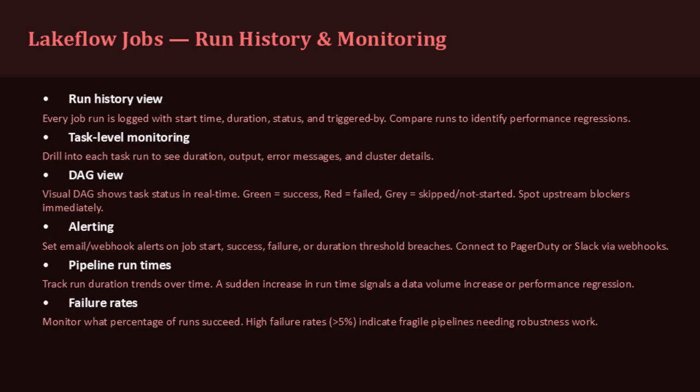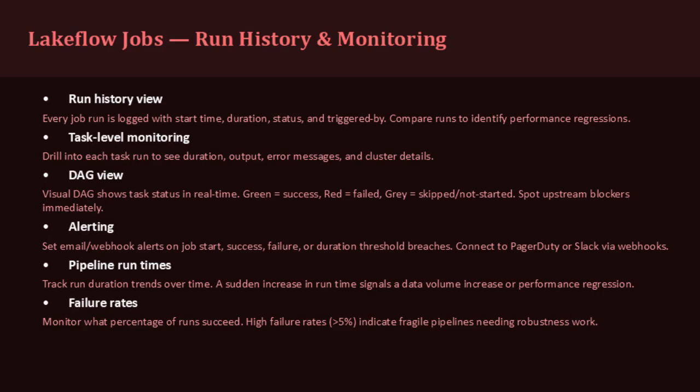Two things worth tracking over time are pipeline runtimes, since a sudden increase usually signals a data volume increase or performance regression. And the second thing is failure rates. A failure rate above roughly 5% points to a fragile pipeline that needs robustness work.